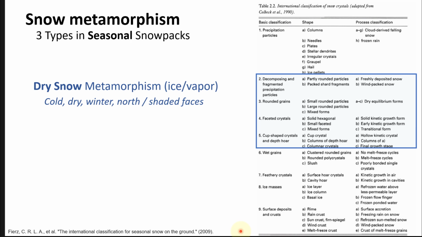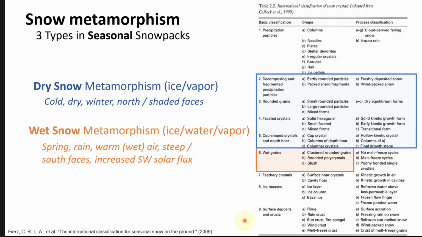vapor in equilibrium with each other, and you end up generating forms either of these high surface area kinetic types or these low surface area rounding types. This is in the colder months of the year. And then once liquid water is introduced into the system, now we have a three-phase equilibrium, and that drives slightly different processes, and we call that wet snow metamorphism, which is orange here. And then sometimes that's it. Sometimes that's all the categorization that's discussed or that is warranted.